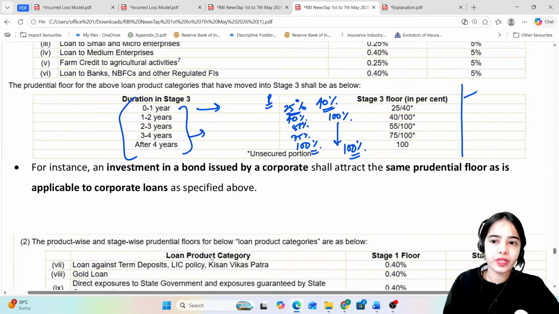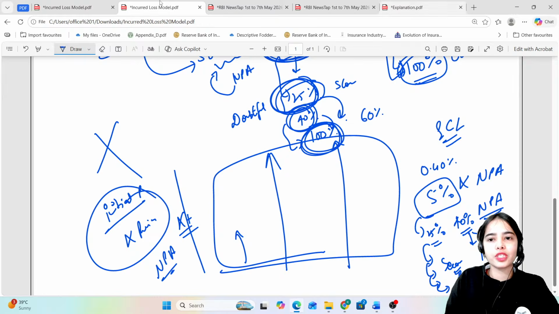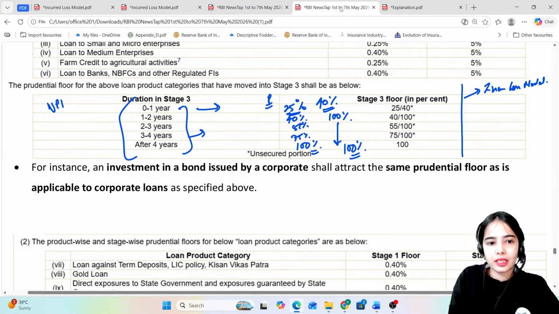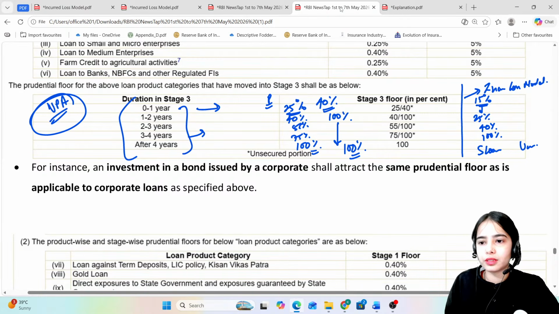So in the previous incurred loss model, these are the previous percentages that you do not have to remember. This is just to give you a clear idea. In the incurred loss model, when the NPA was recognized, 15% had to be maintained as provisions, which increased to 25%, 40%, and 100% in the secured loan category. In the unsecured part, 25% of provisions in the substandard asset, then directly to 100%.